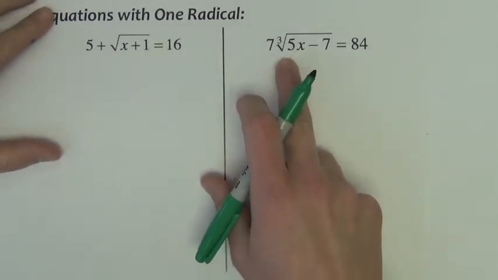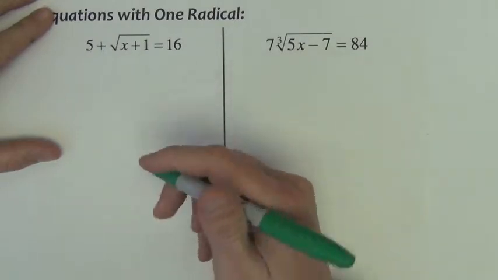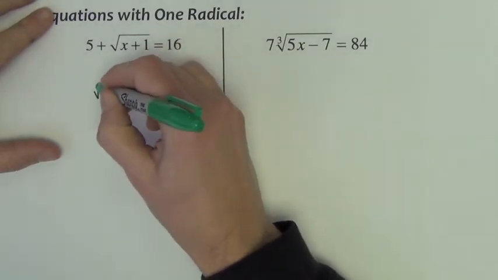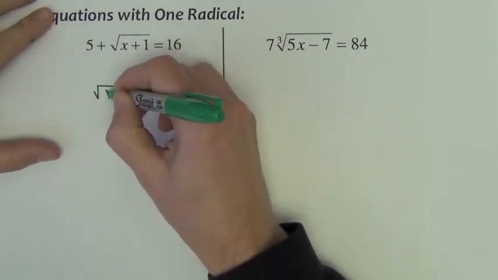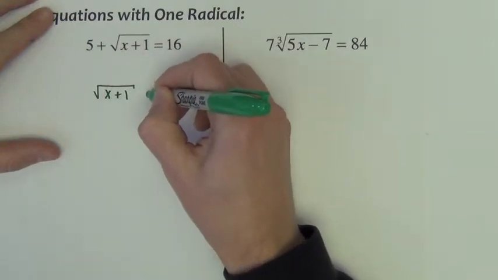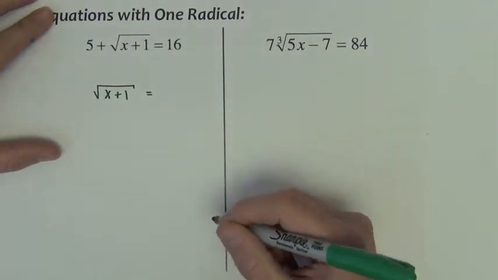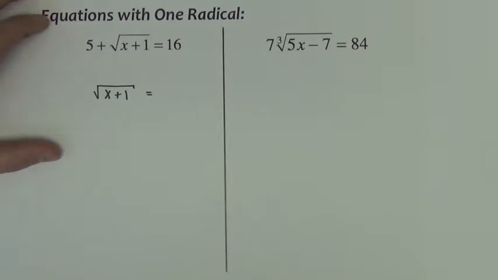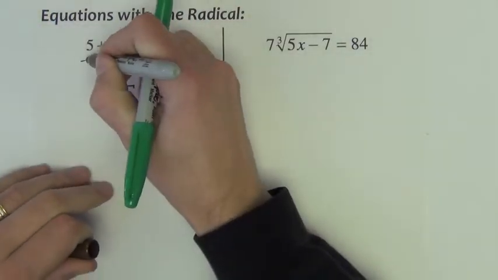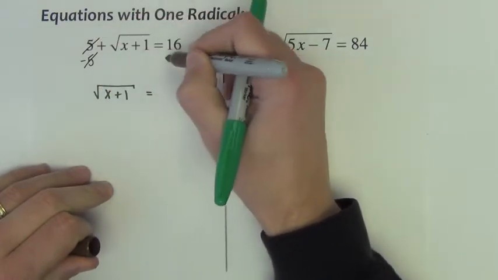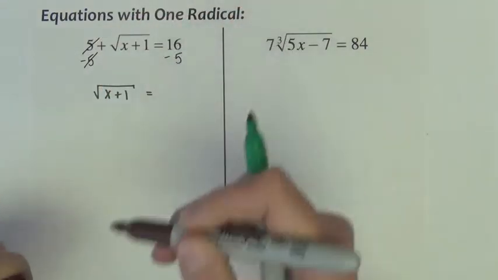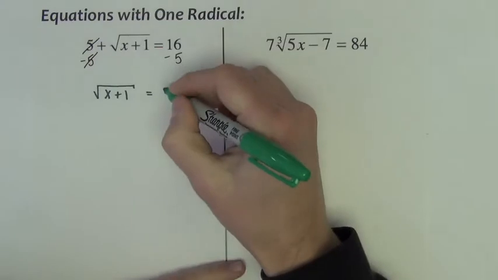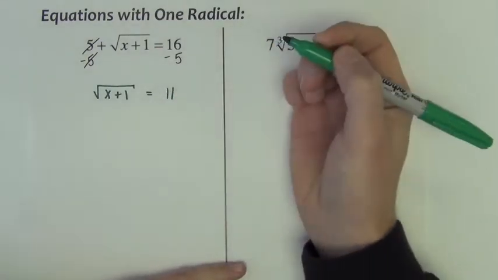The first thing you want to do in any of these types of problems is get the square root or the cube root, get the radical part all by itself. So if there are any other numbers, we want to deal with those by moving them to the opposite side of the equal sign. So we take that 5 and subtract it across, giving us 11.